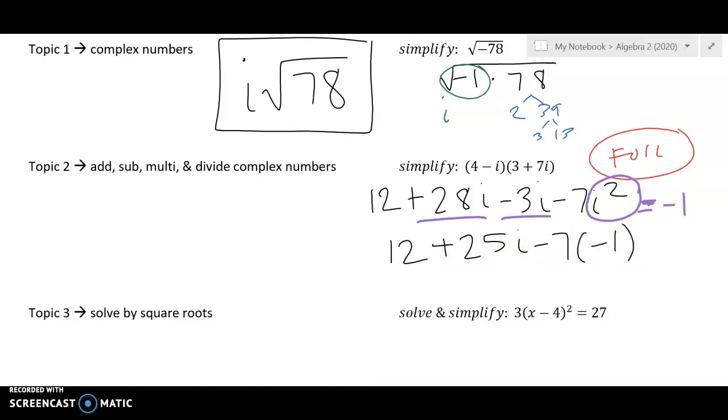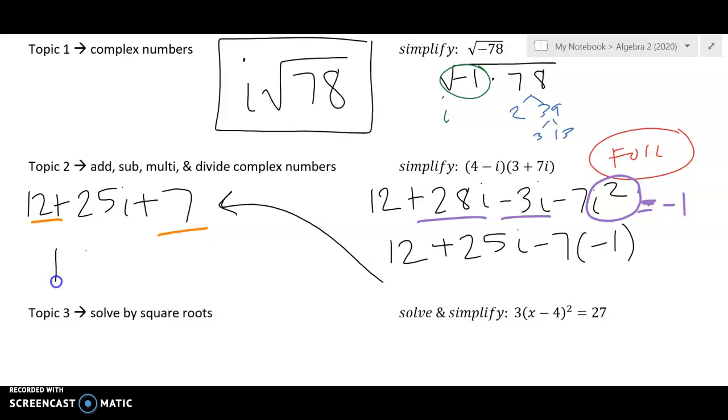I'm going to clean it up one more time, and I'm going to write it over here because I'm running out of space. So I have 12 plus 25i, and then -7 times -1 is a positive 7. And now I have like terms happening again. 12 plus the 7 is going to be 19, and then the plus 25i.